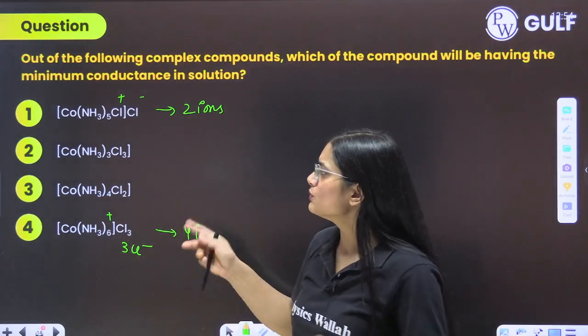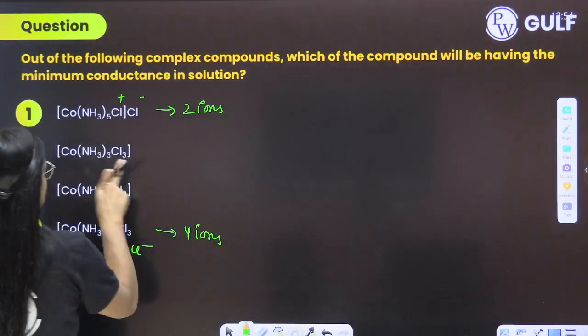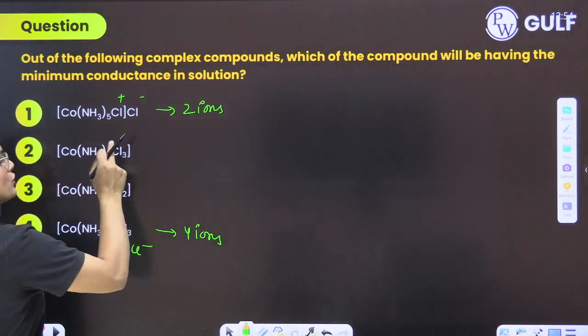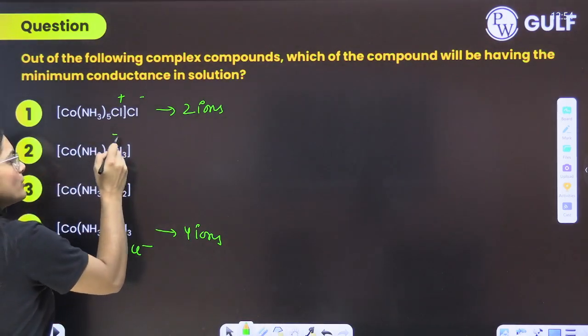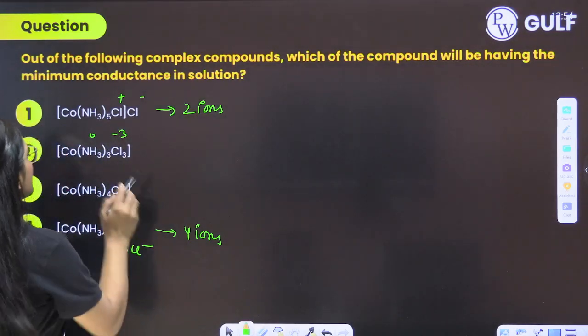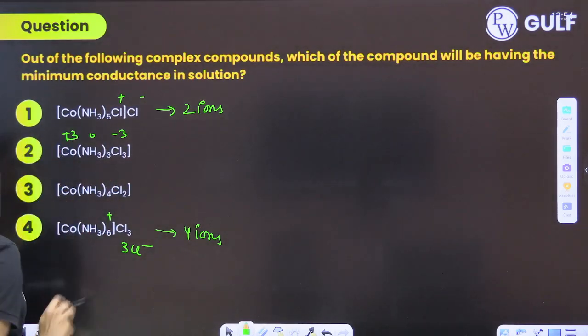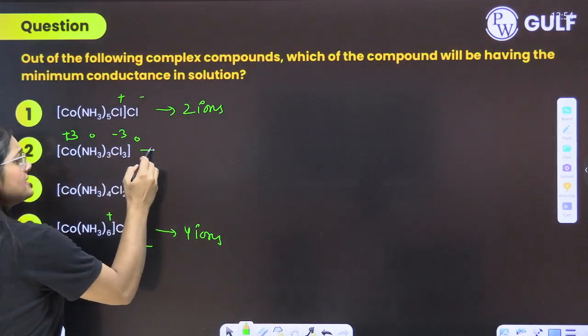But out of the two, I have one reason behind it. If I talk about the second compound, chlorine has -1, so 3 chlorine is having -3. Ammonia does not carry any charge. It's a neutral ligand. Cobalt is having, of course, the compound is neutral, so it should have +3. So this compound is neutral.